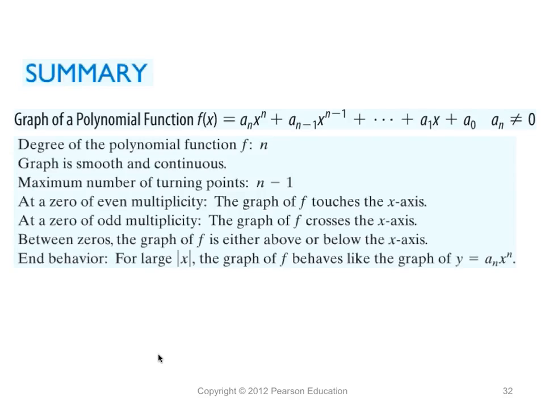So here's a nice little summary of how to graph a polynomial function. The degree is going to be n. Graphs are always smooth and continuous. We have at most n minus 1 turning points. If you have an even multiplicity for a zero, then your graph touches there. If you have an odd multiplicity, then it crosses.